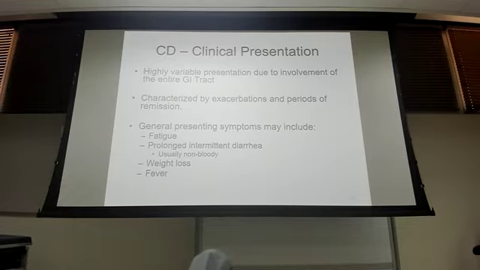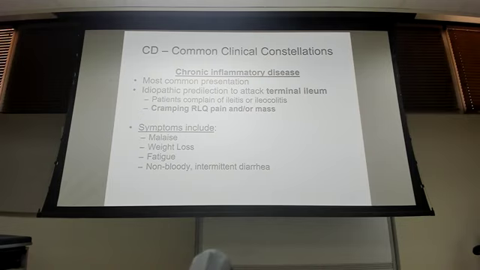Highly variable presentation because, as I said, it can be anywhere in the GI tract. Most commonly, terminal ileum. So you get that right lower quadrant pain, intermittent non-bloody diarrhea, and weight loss. So just a reiteration of this on this slide of what I just told you. Because it's normally in the terminal ileum, that's why you have right lower quadrant pain. And then the other associated symptoms there. And remember, non-bloody.